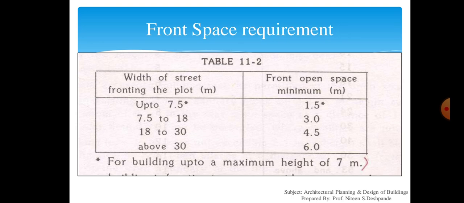For a street width of 7.5 to 18 meters, a minimum front open space of 3 meters shall be provided. For 18 to 30 meters width of street, the front open space shall be 4.5 meters. And if the width of the street is above 30 meters, then a minimum of 6 meters of front open space should be provided. Remember that this is the criteria for buildings up to a maximum height of 7 meters.